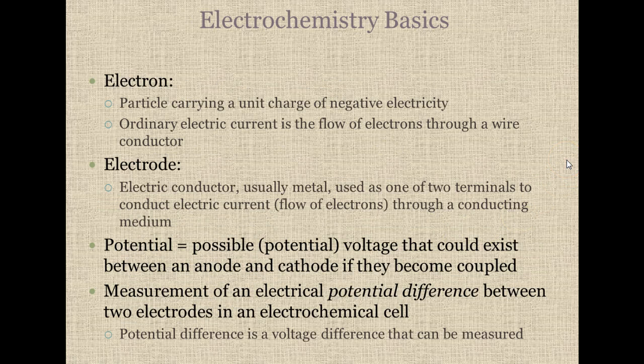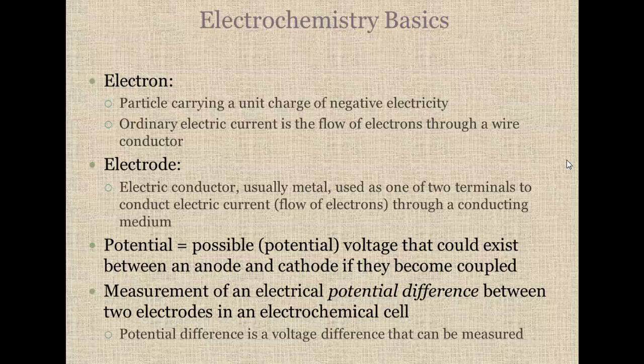All right, electrochemistry basics. Moving on to something quite different from spectrophotometry, we're using electrodes to try and determine the concentration of something in a sample. Make sure you know the difference between an electron and an electrode. An electron is a particle carrying a unit charge of negative electricity. Ordinary electric current is the flow of electrons through a wire conductor. The electrode is an electric conductor, usually made out of a metal, used as one of two terminals to conduct an electric current. We talk about something called potential, the electrical potential.